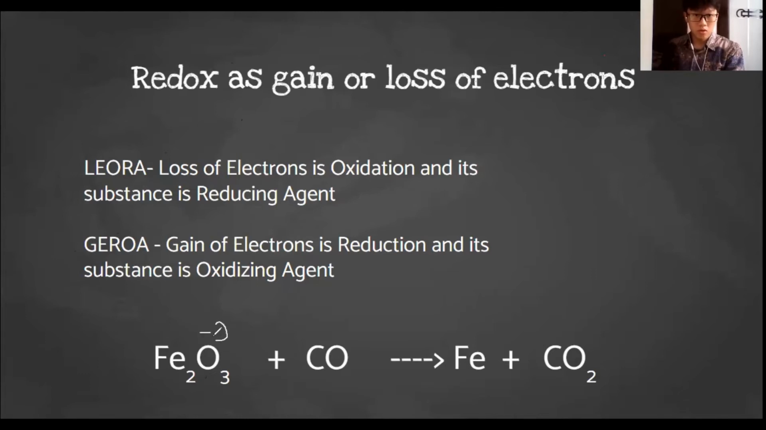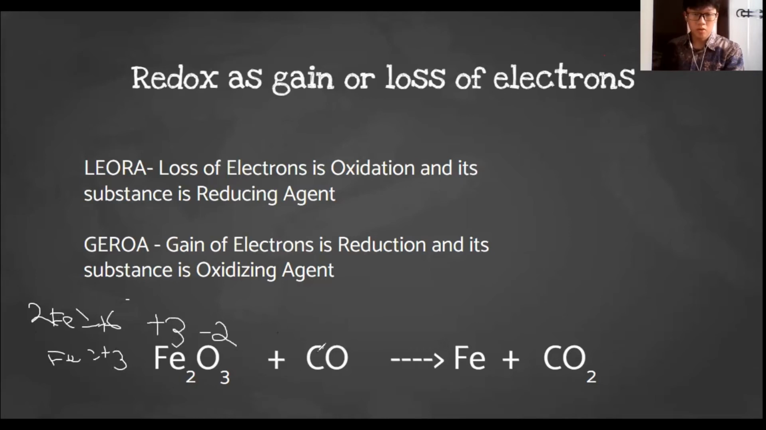-2 and -2 and -2. So this will be -6 to make it balance. The 2 iron atoms will be +6 charge. So 1 iron atom will be +3.